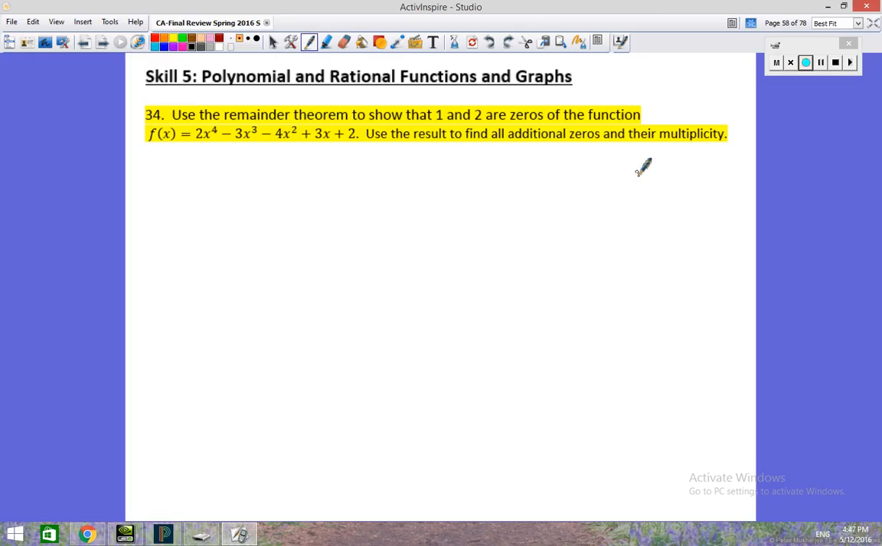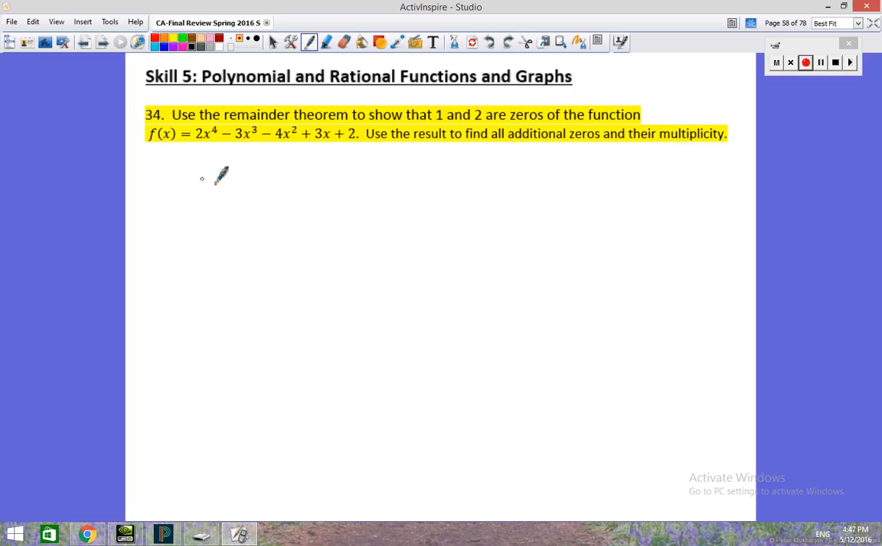So, pause the video, see if you can verify that these two are in fact zeros of the function, and then use it to factor this completely to find the remaining zeros. And remember that a zero could cross the x-axis, or it could do a touch and turn, and that means it has a different multiplicity. So try that, see what you get, then compare your answer to mine.